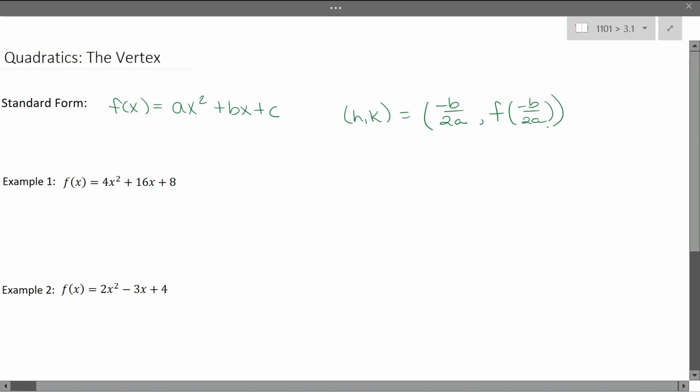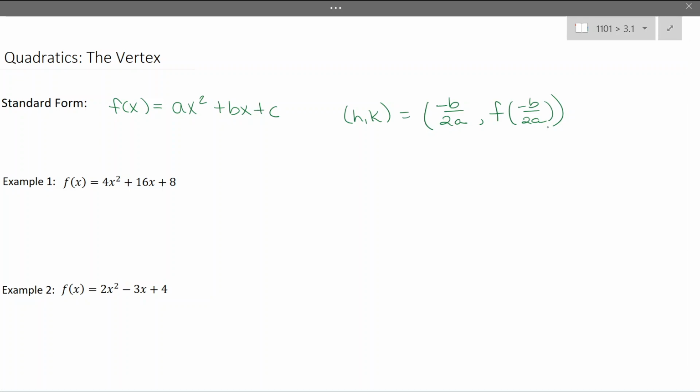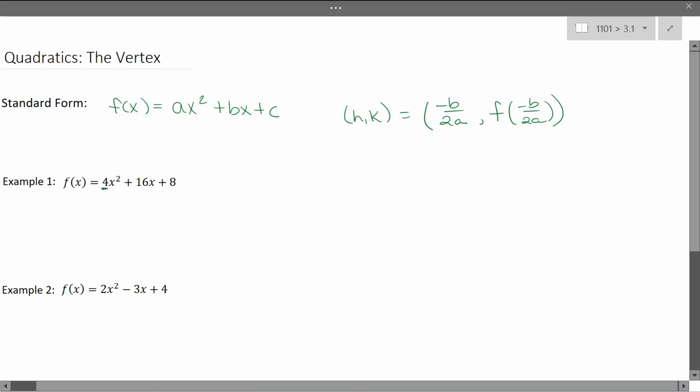So let's look at an example of this. Example 1, we have f of x equals 4x squared plus 16x plus 8. Let's identify our a, b, and c first to make things a little bit easier. Our a is always our number with our x squared. So here, a is going to be 4. Our b is always going to be the number with our x. So here, our b is 16. And our c is always going to be the number by itself. So here it's 8.